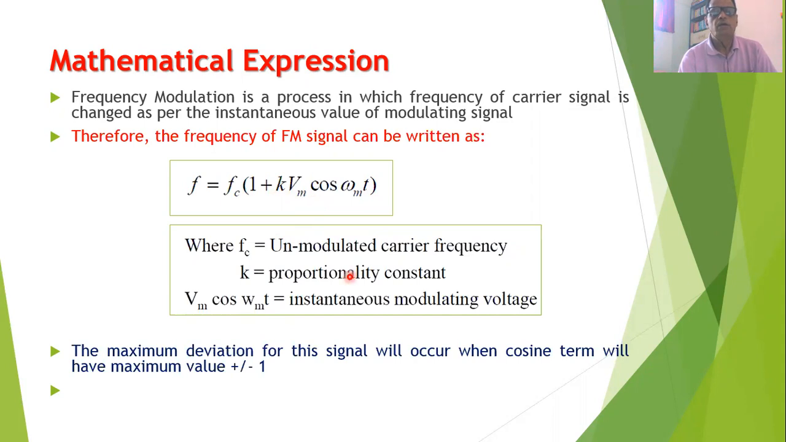Now we know that the maximum frequency deviation for this signal will occur when the cosine term has its maximum value. The cosine term can have a maximum value of either +1 or -1. And therefore, the frequency can be written as f is equal to fc in the bracket 1 plus or minus k times Vm, when we substitute the value of cos of omega mt equal to +1 or -1.